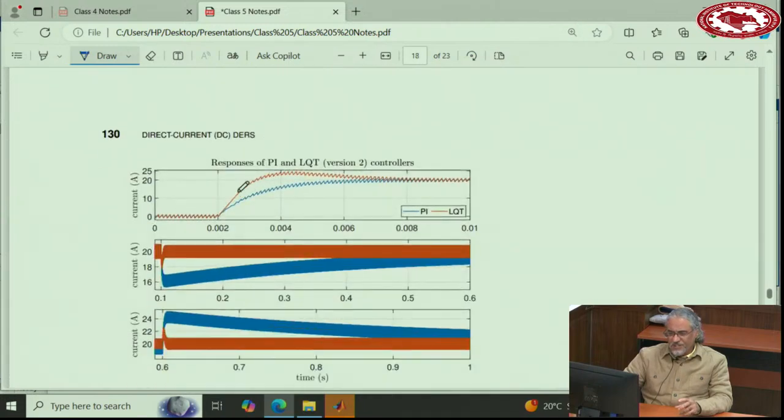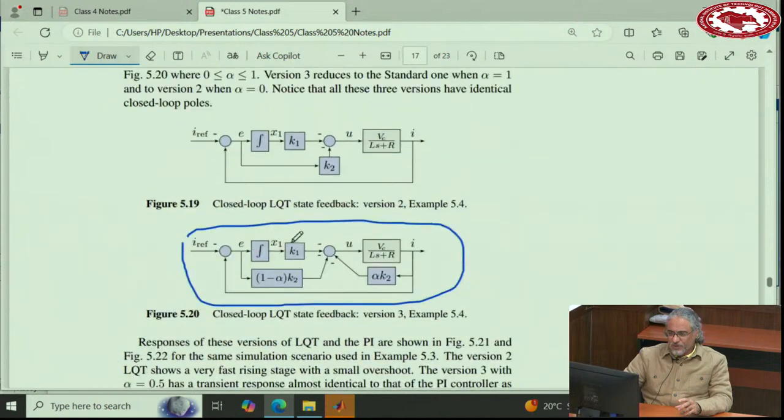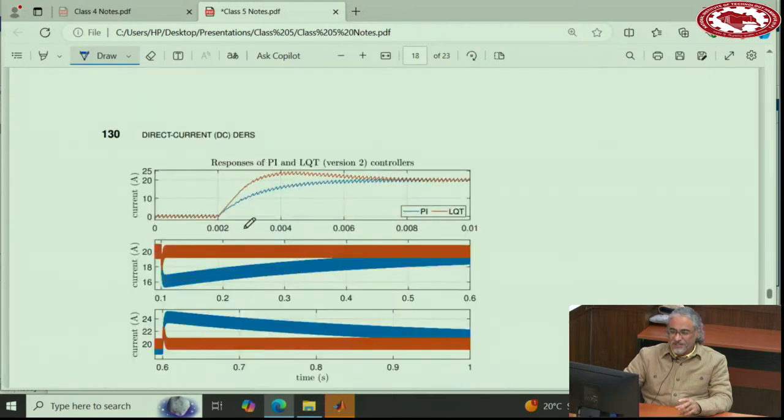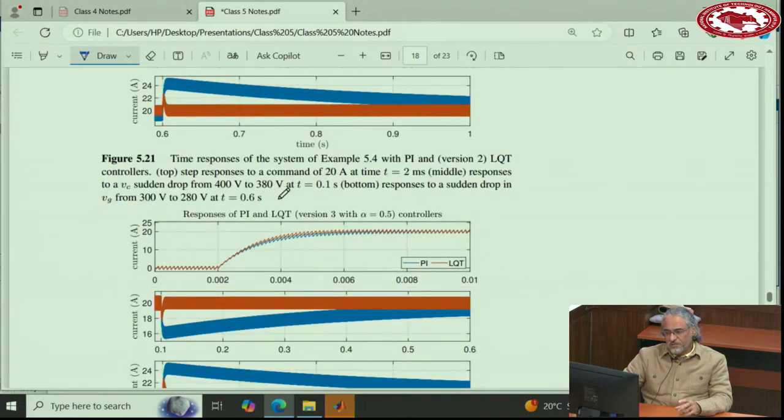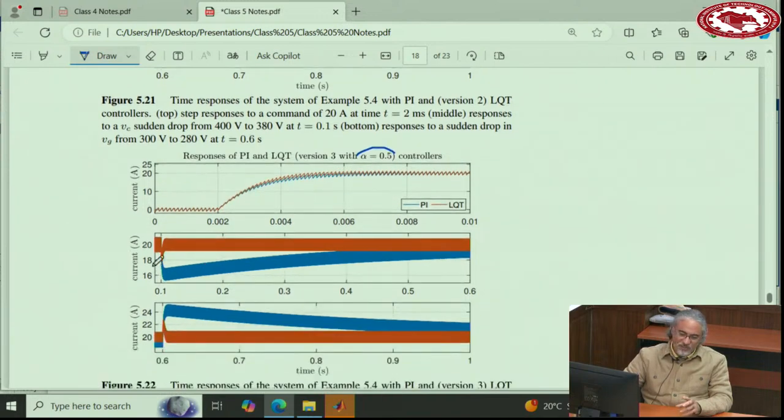So for that reason, I'm going to show you the responses. Here is the case that you put alpha equal 0. So all of K2 comes here. So you see the optimal controller becomes faster than the PI. If you choose it 50%, they are basically on top of each other. But this property is still there.